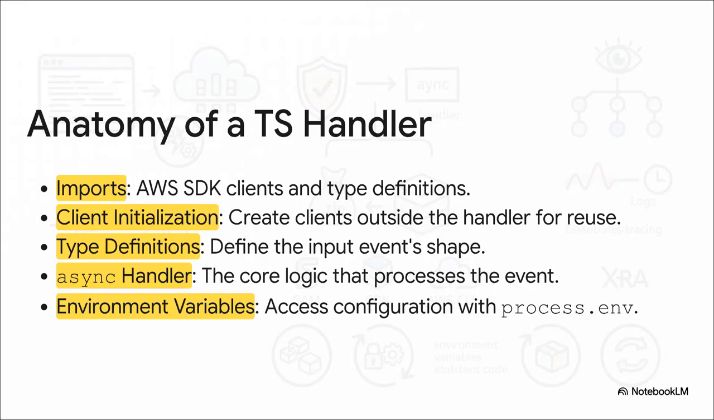So let's pull apart a typical handler file and see what makes it tick. You'll have your imports at the top, of course. Then, and this is a huge best practice, you'll initialize things like your AWS SDK clients outside of the main handler function. Why? Because Lambda can then reuse that connection for multiple calls, giving you a serious performance boost. Then, you'll have your type definitions, your core logic inside an async handler, and you'll pull in any configuration you need safely using environment variables.